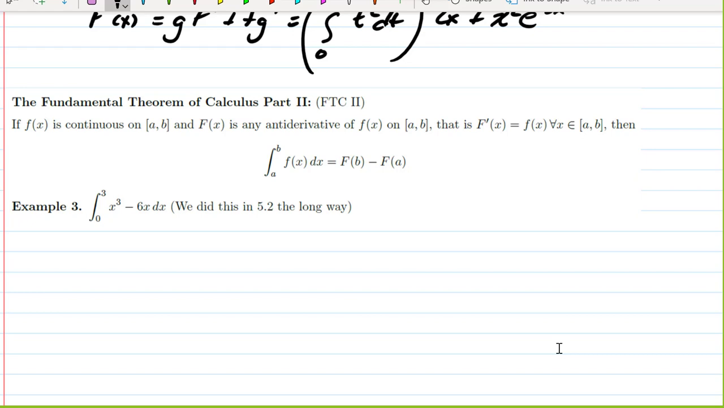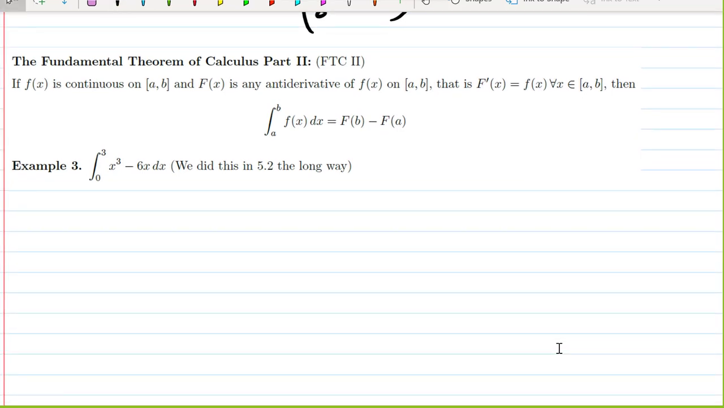All right, so let's go ahead and try this. So we're going to do example number 3. Last time we calculated the area underneath the curve. So let's do it this new way. So our integrand, f of x, is x cubed minus 6x. So we need to find an antiderivative of this polynomial.